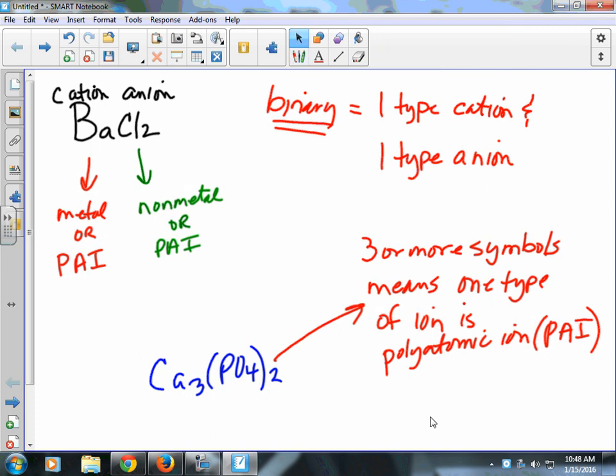Okay, so for the cation, you just write the name. So what is the name of Ba? Barium. Now, the anion. If the anion came from the periodic table, which this one does, it's chlorine, right? Remember, you have to take off the end of the name and put the suffix IDE. So that would be chloride.